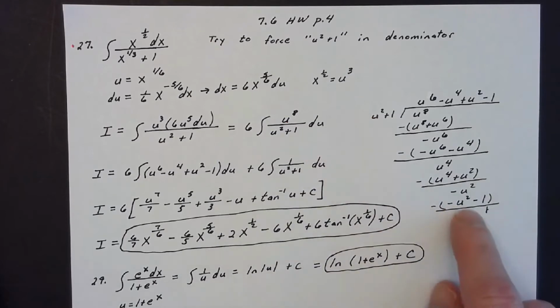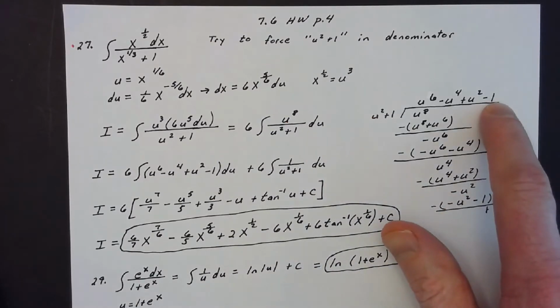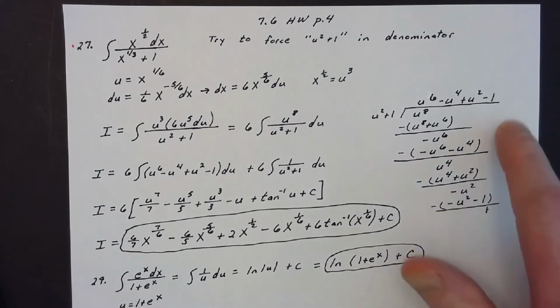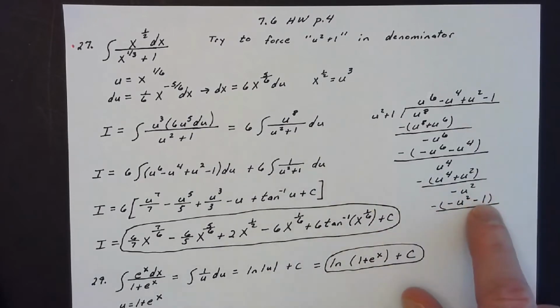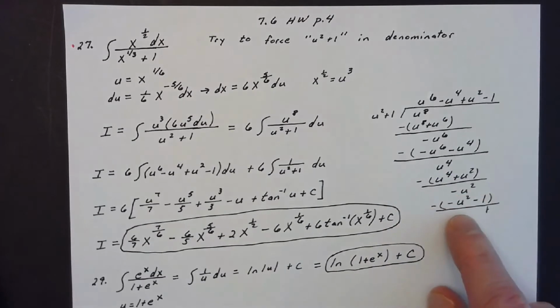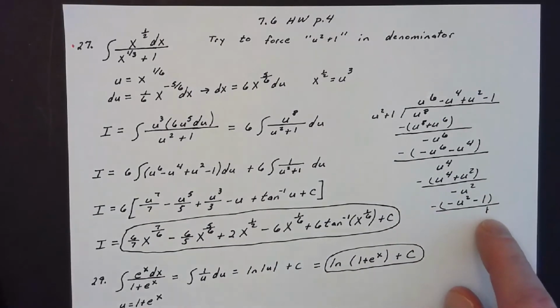U squared goes into negative u squared, negative 1 times. Negative 1 times u squared is my negative u squared. Negative 1 times 1 is my minus 1. Notice, guys, I'm subtracting that out. The u squareds cancel, and I'm left with a positive 1.